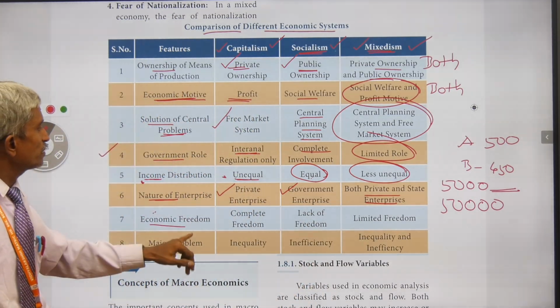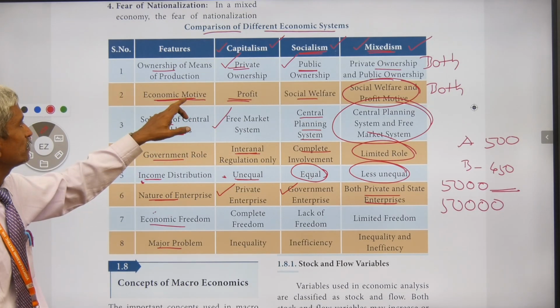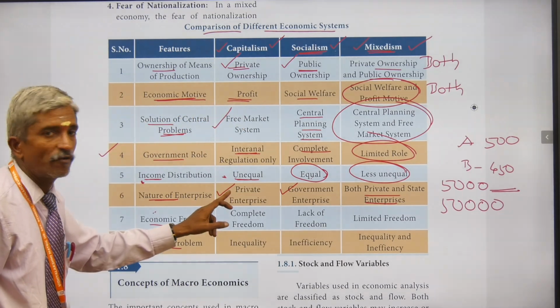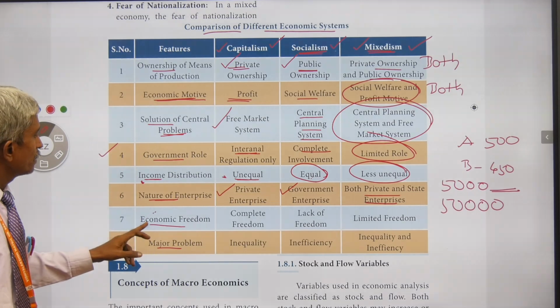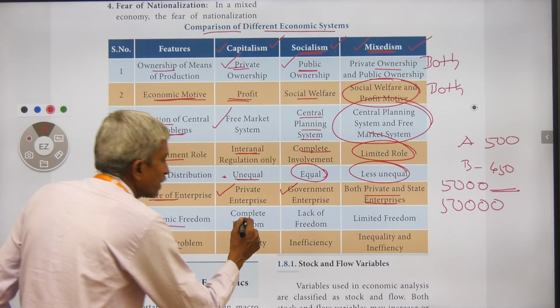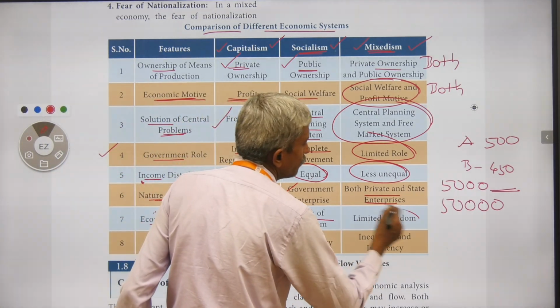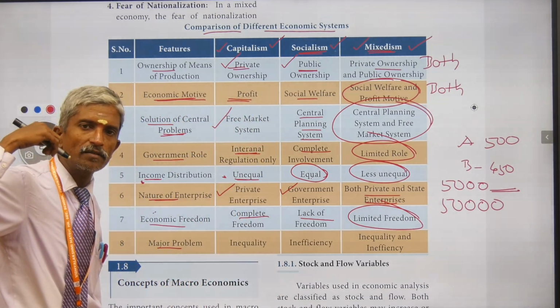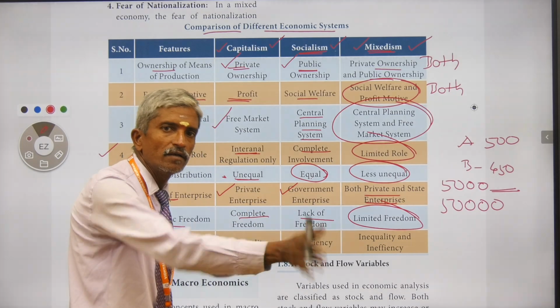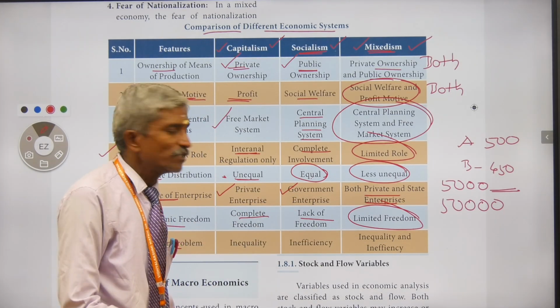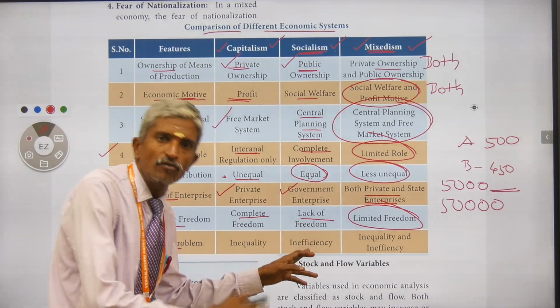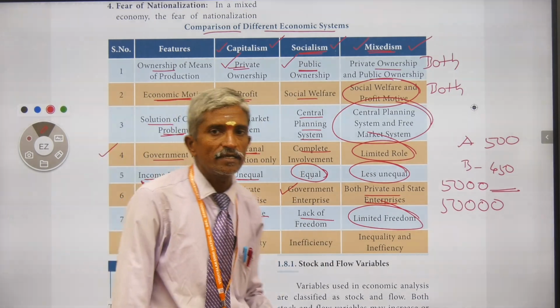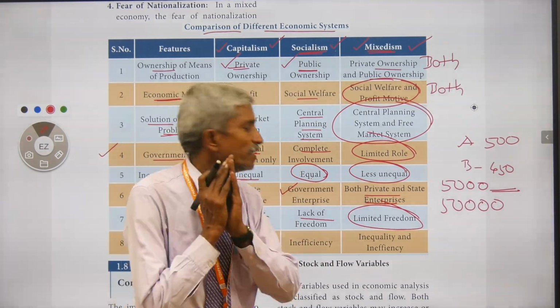It is a higher version of motive. The nature, higher version of motive here, profit. The profit is nothing but private. And then economic freedom, here complete freedom, here lack of freedom, here limited freedom. Completely as such, what we are thinking ourselves, everything we can make them to execute, but it is not absolutely possible under socialism, and it is limited possible in India.